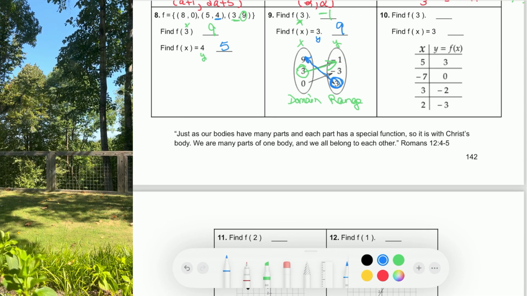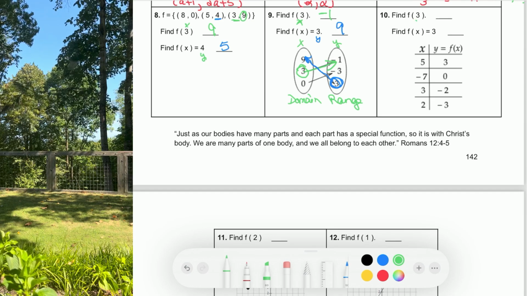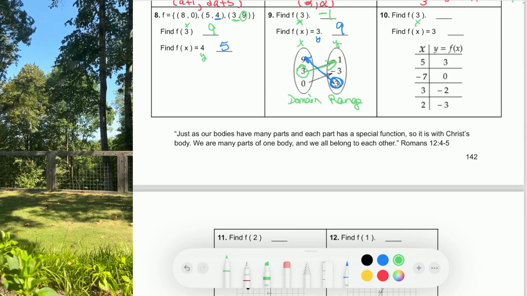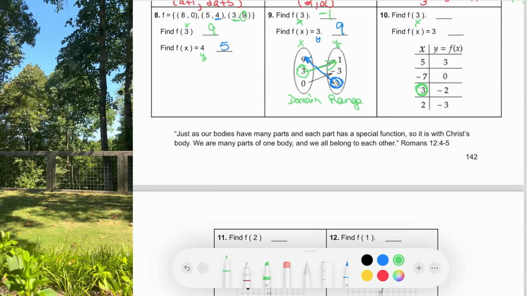10. Find f of 3. So again, they replaced the x with 3. And they say, well, if our x is 3, what is our y? Our y is -2.